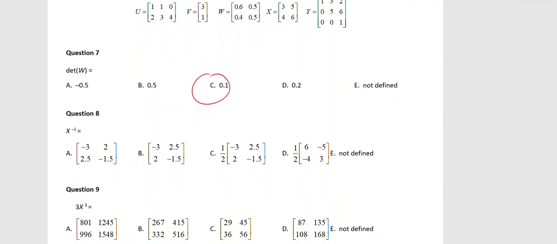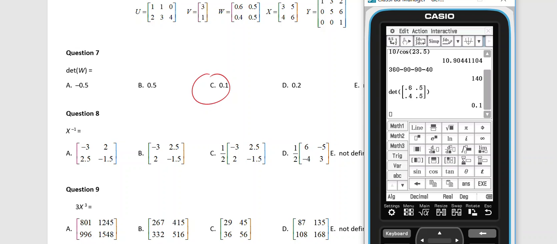Question 8, x inverse. Again, you do it in the calculator. We don't want to do this by hand and make a mistake. So we've got 3, 5, 4, 6, and I just want to find the inverse, so it's to the power of -1. They have it in decimal, it doesn't matter. The answer is B.